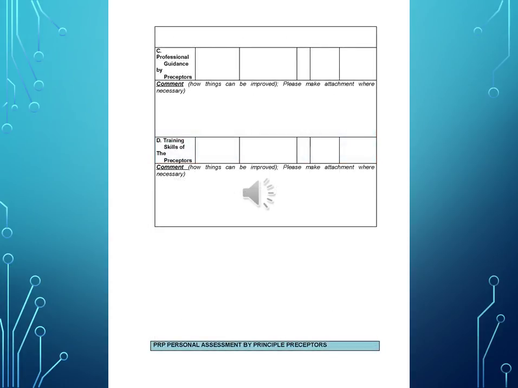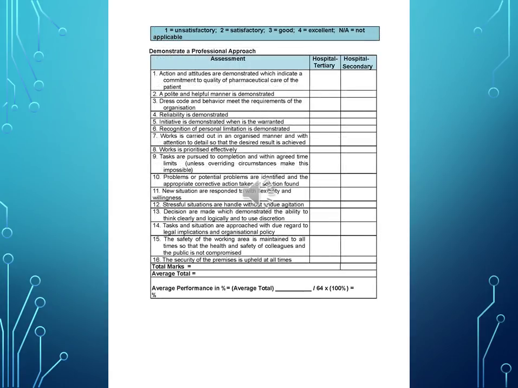Appraisal of preceptors. Name of provisionally registered pharmacist. Professional guidance by preceptors. Comment: how things can necessarily be improved. Please make attachment. Training skills of the preceptors. Comment: how things can necessarily be improved. Please make attachment. PRP personal assessment by principal preceptors.